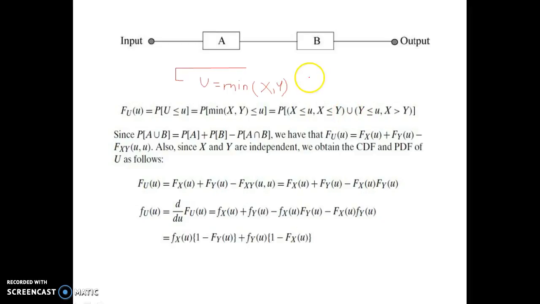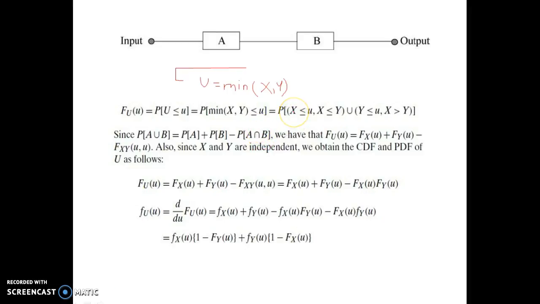Or if Y is the minimum of the two independent random variables, then Y will be less than or equal to u, and in that case X will be greater than Y. So we have the union of these two events, either this event or this event. And we know from the previous formula that the probability of A union B is given by the probability of A plus the probability of B minus the probability of A intersection B.